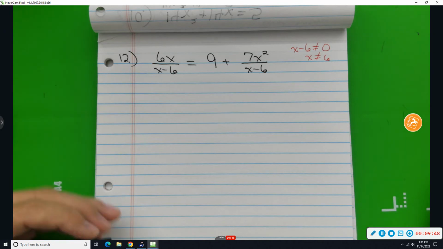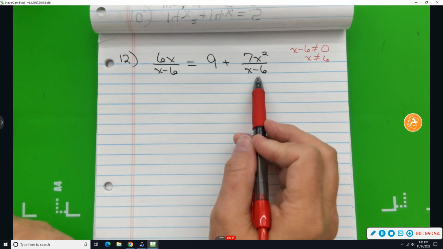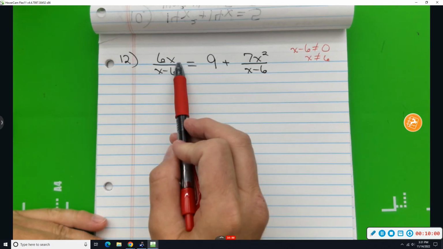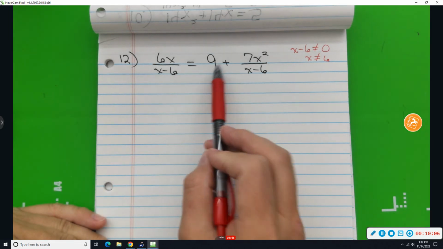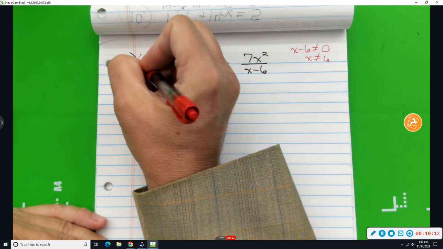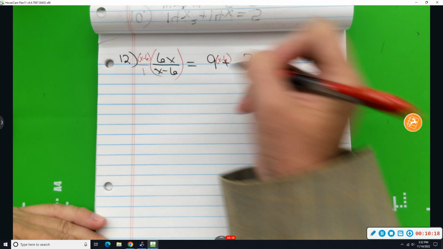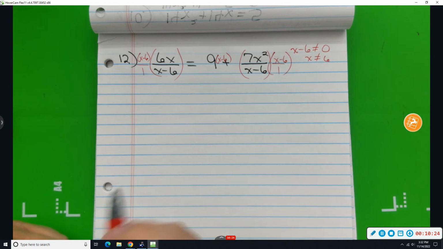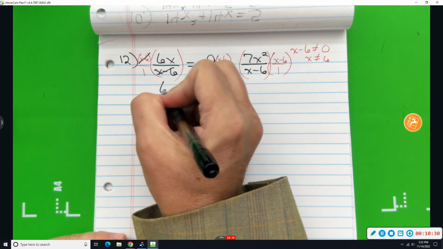We're going to multiply through by x minus 6 to cancel out both of those fractions. Realize we have 3 terms. That single fraction is a term. How many terms do we have on the right? We have 2, the 9 and the single fraction. So we're going to have to be multiplying by x minus 6 all the way across. Multiply by x minus 6, multiply by x minus 6. The x minus 6's cancel, leaving us just a 6x.